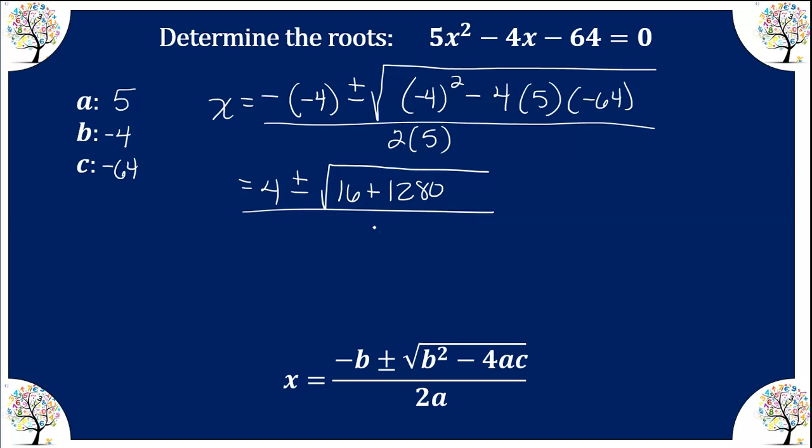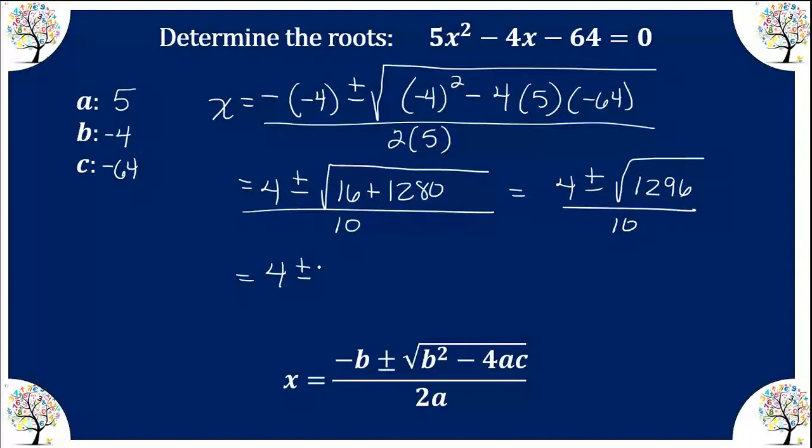1,280 over 10. This gives us 4 plus or minus 1,296 over 10. And let's see if 1296 is a perfect square. It is. So we're going to have 4 plus or minus 36 over 10. So this is going to give us 4 minus 36 over 10 and 4 plus 36 over 10.